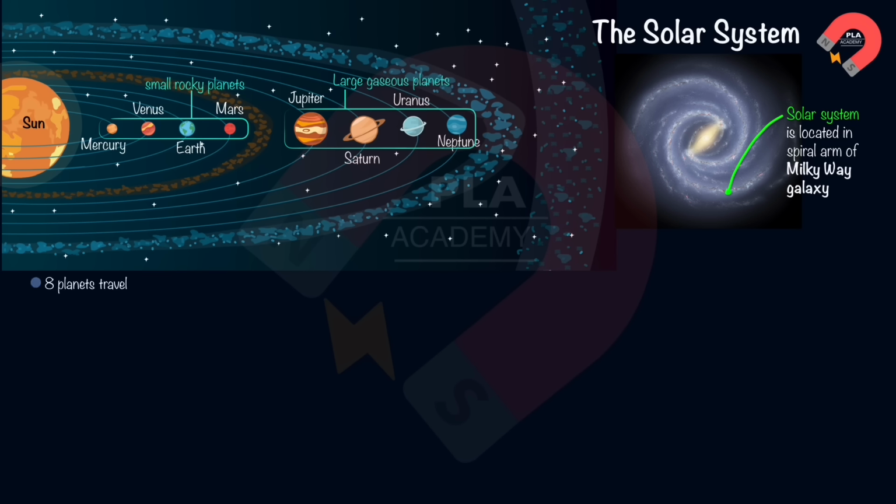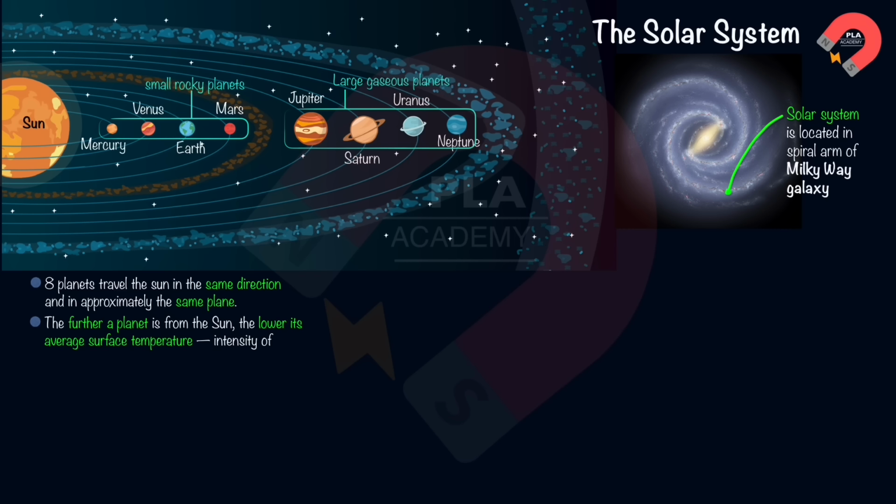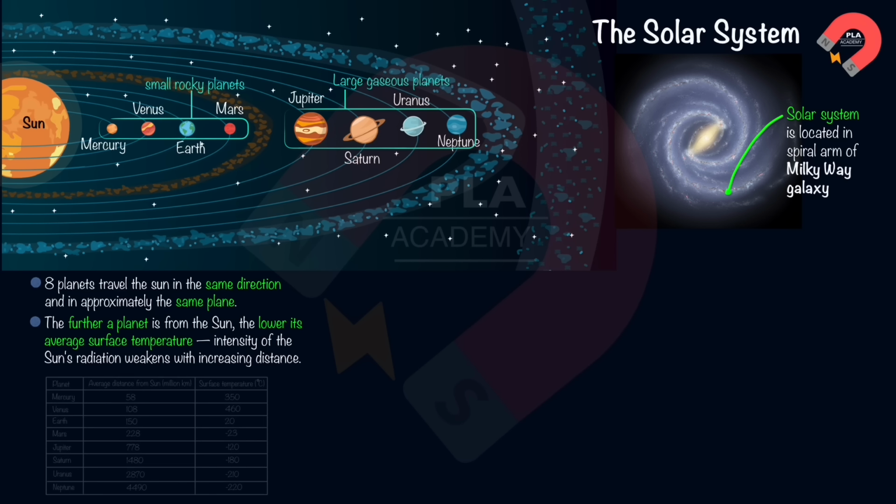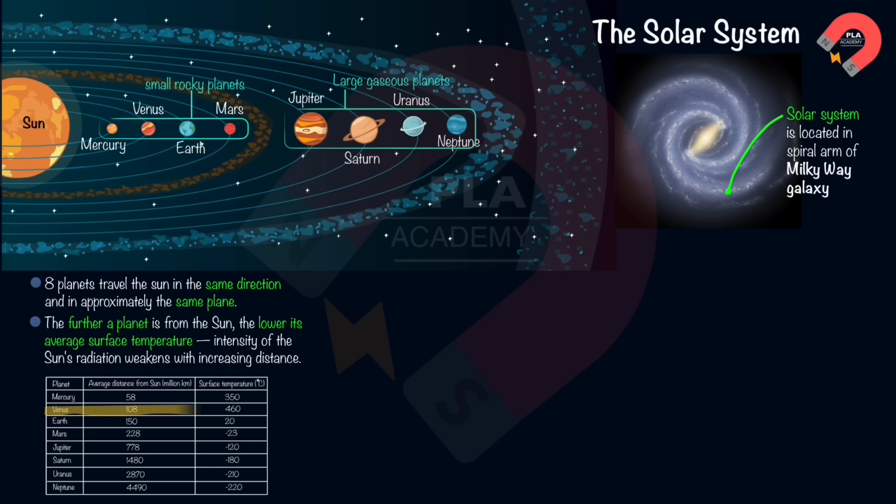The 8 planets travel around the Sun in the same direction, and in approximately the same plane. The further a planet is from the Sun, the lower its average surface temperature. This is because the intensity of the Sun's radiation weakens with increasing distance. However, as shown in the table, Venus is an exception. Its average surface temperature is higher than Mercury's even though it is farther from the Sun. This is because Venus has a thick atmosphere rich in greenhouse gases, which trap heat and raise the temperature.